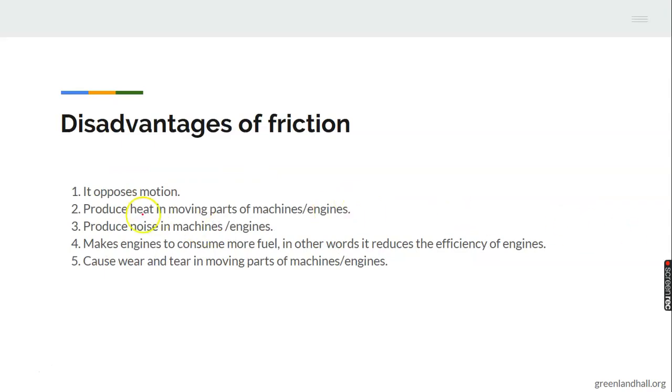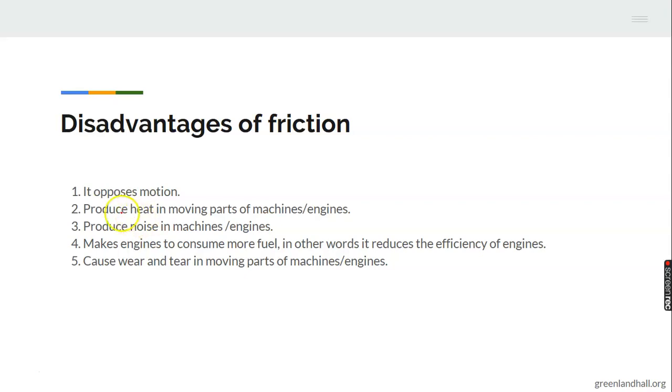Then disadvantages of friction. The first one, it opposes motion. Friction acts in the opposite direction. The second one is that it produces heat. You know, in machines or engines, friction, that's the resistance for it not to work, is being exerted on that machine. So definitely it produces or generates more heat than necessary.